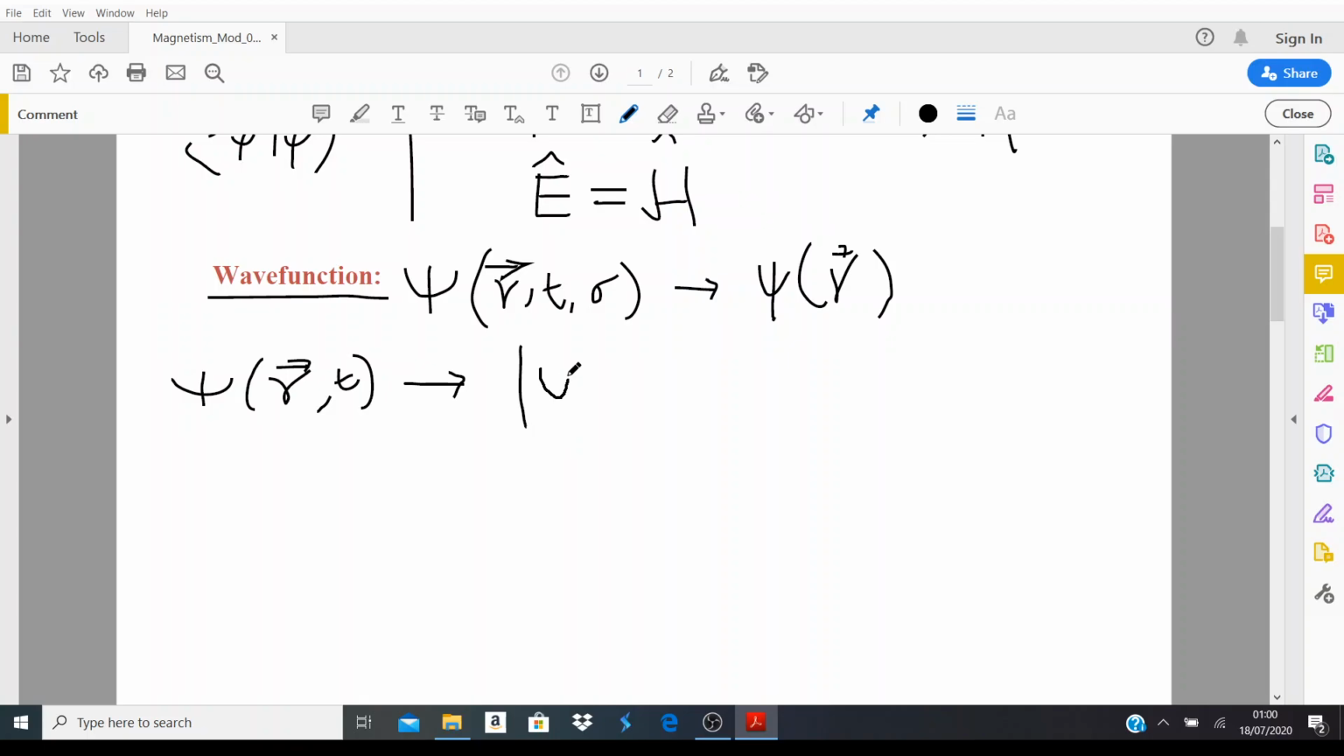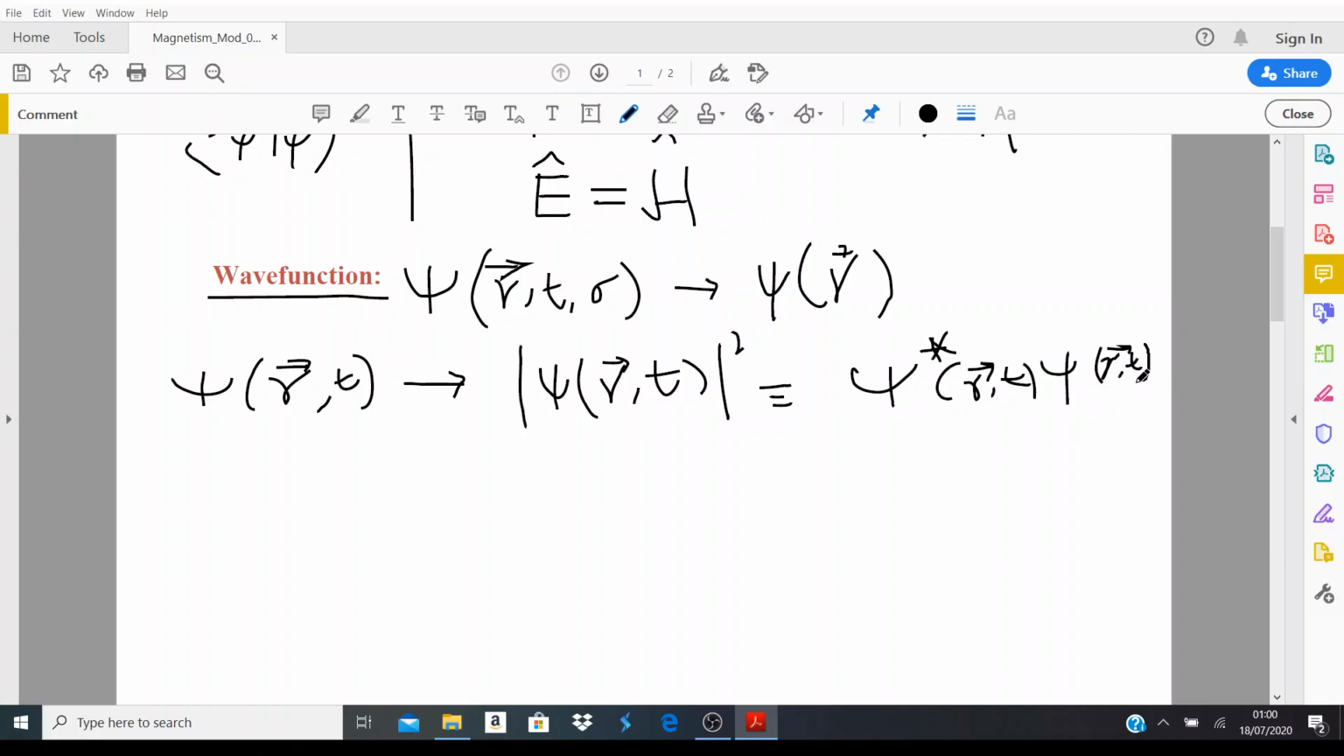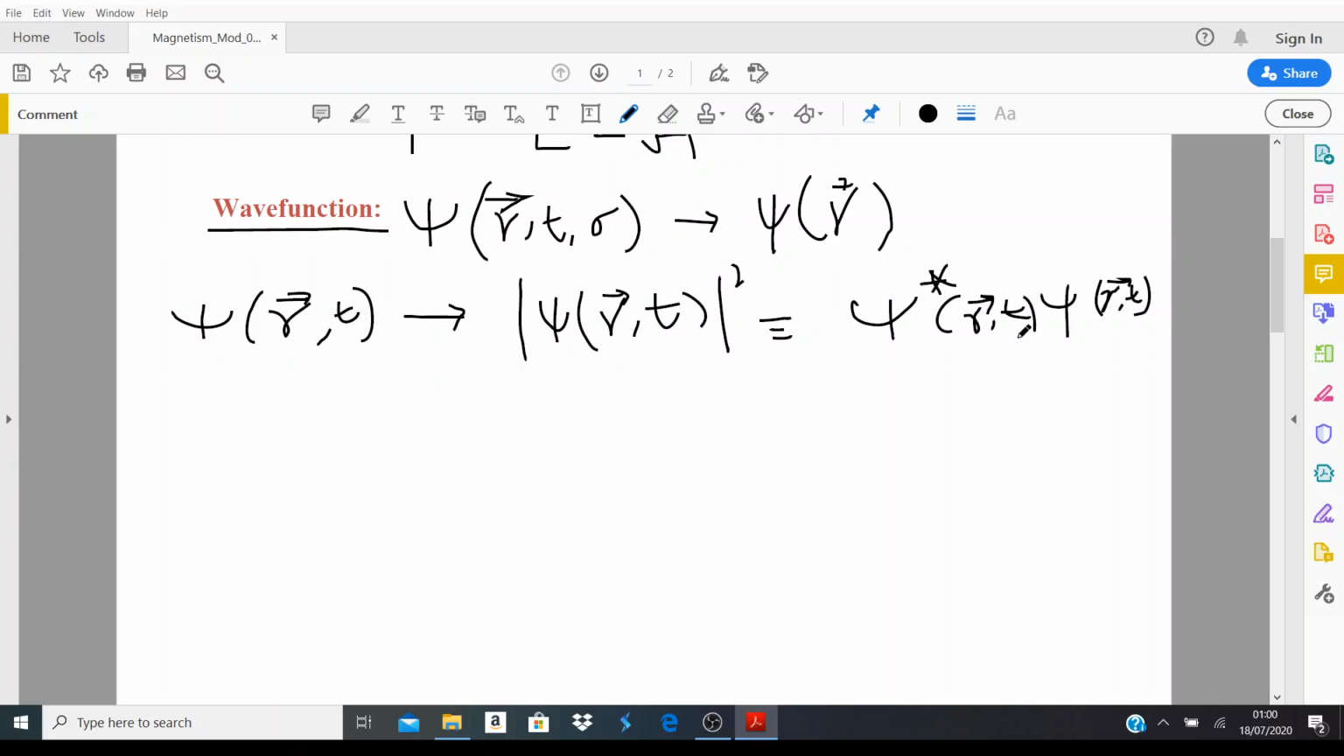So we need to perform a modulus square operation on the wave function to get something real. By definition, this is the product of the conjugate wave function times the wave function itself, right? This is the real number. Now, how do we relate this real number to the physical quantity of interest?